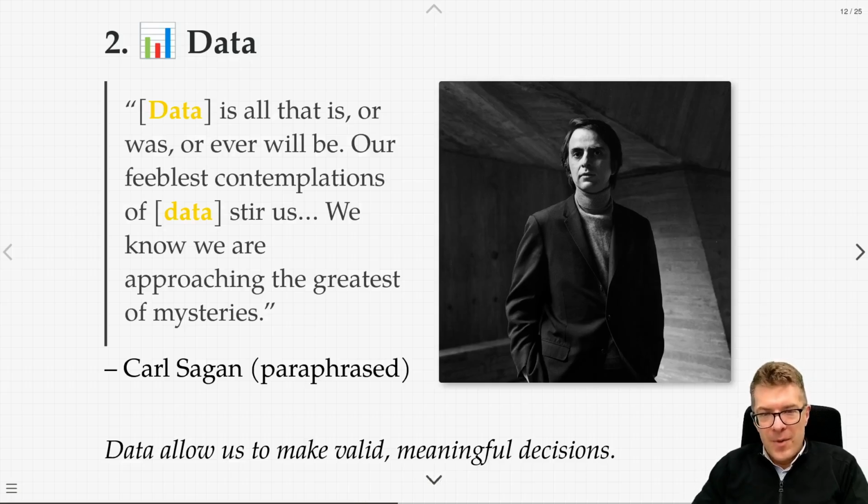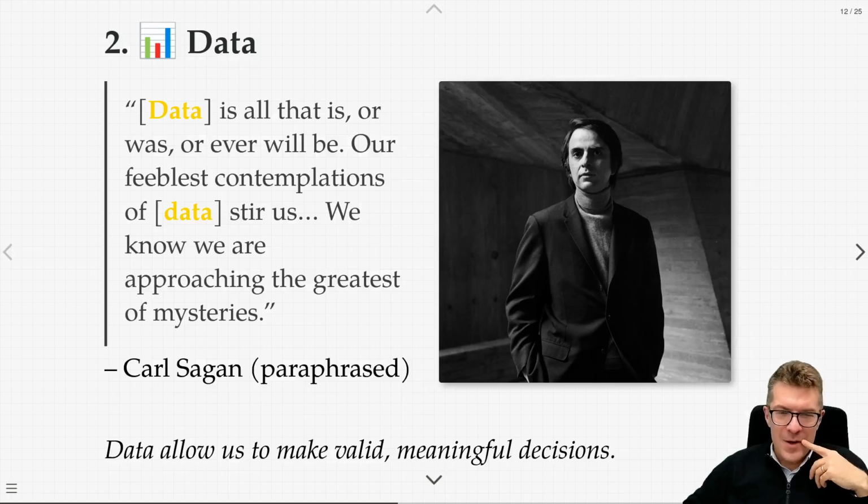There's a great astronomer called Carl Sagan, who was a very important figure in the popularization of science. And we'll probably come back to more of his quotes throughout this course. He has one quote on the cosmos, which he studied extensively, but I feel that his quote applies equally well to data. So I've paraphrased his quote on the cosmos to be that data is all that is, or was, or ever will be. Our feeblest contemplations of data stir us. We know we are approaching the greatest of mysteries. I think this is a good place to think of data also.